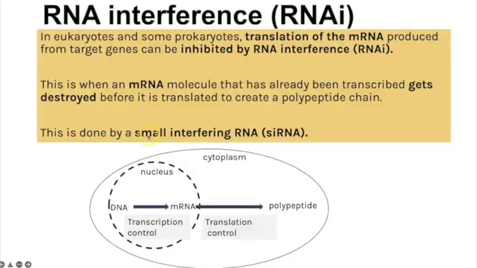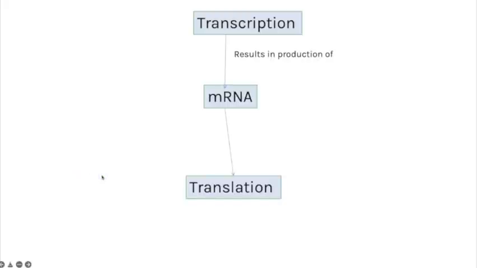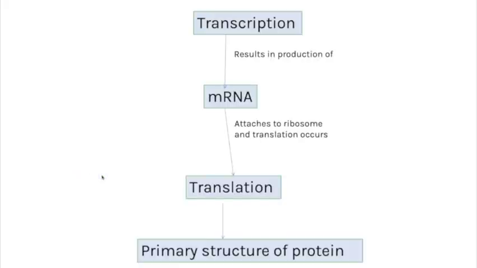And this is done using small interfering RNA, or siRNA. So this is the molecule that is going to destroy the mRNA, and that's why this is called RNA interference, because our mRNA has been interfered with. So let's have a look at how that happens. Transcription results in the production of mRNA, and mRNA is then used in translation by attaching to a ribosome, and that creates the primary structure of a protein or the polypeptide chain.